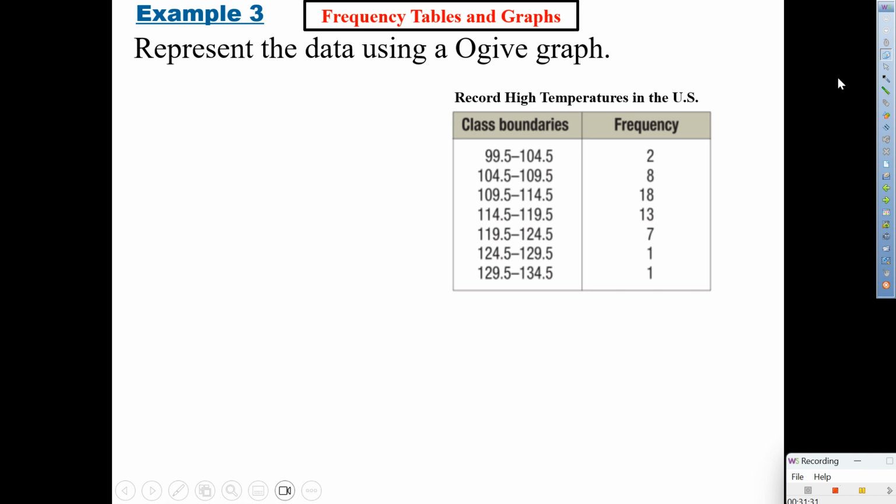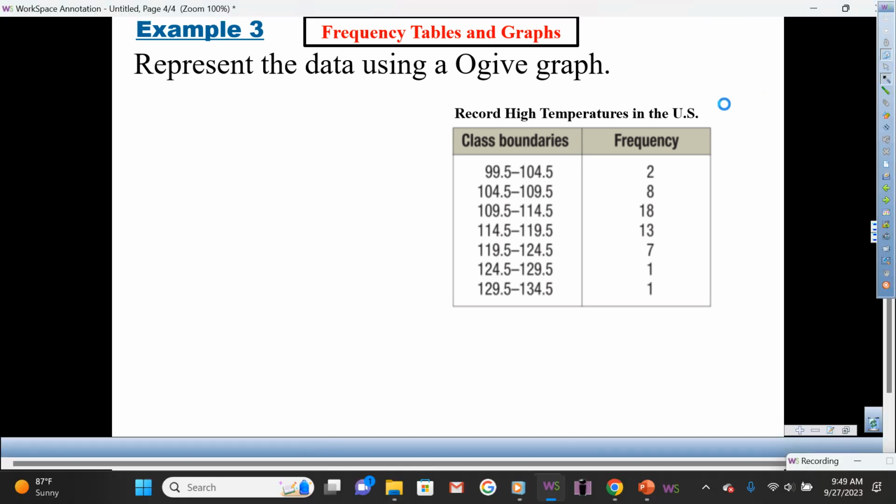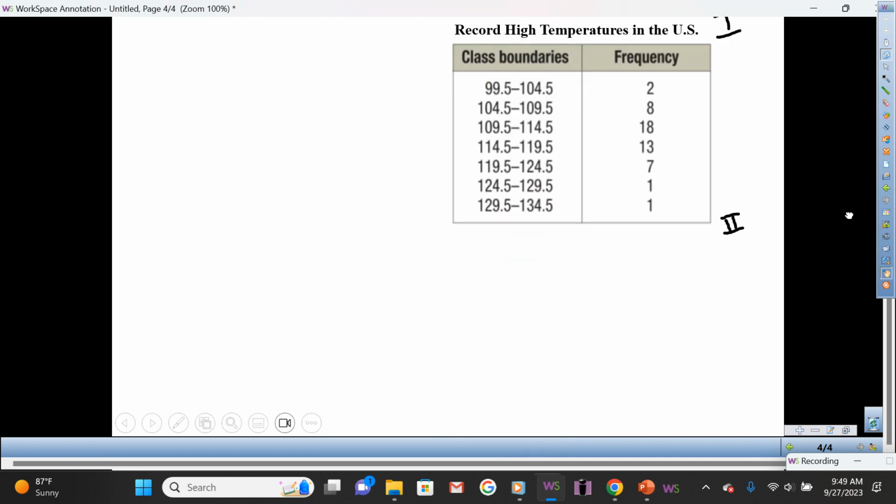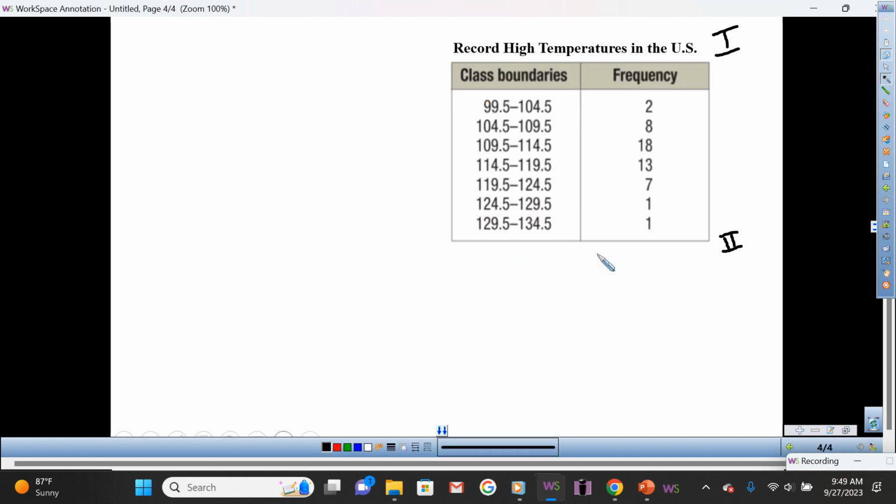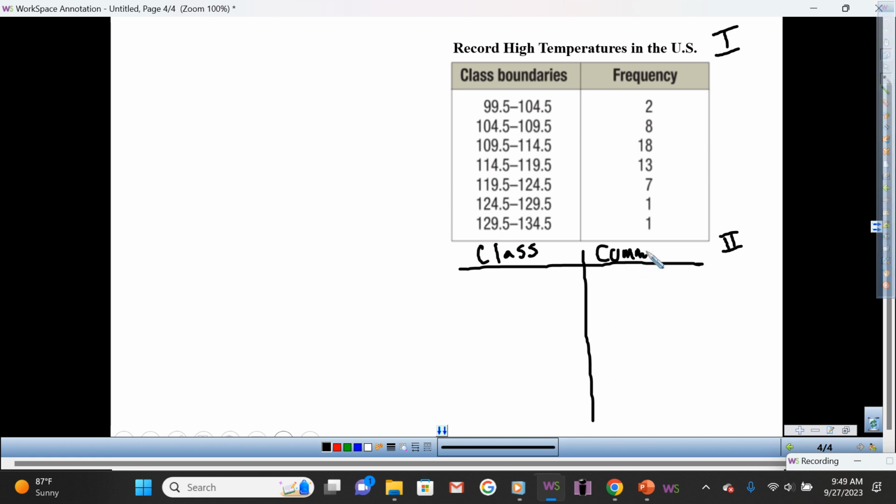Ogive. Here we go. Step 1. Yeah. Step 2. Look what I'm going to do. Instead of going to the midpoint, this one does not use a midpoint, but it uses a table. You're like, what? Yeah, watch. Class. And over here I'm going to write cumulative frequency.